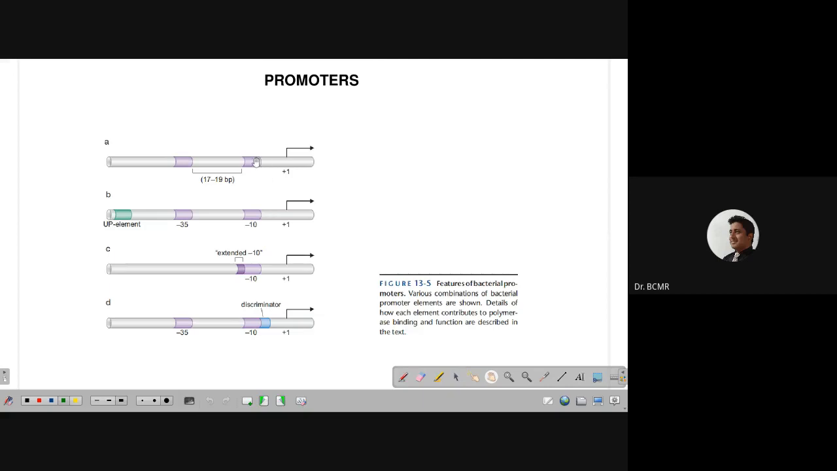Typically, we have a region called -10. That is, -10 means from here you count one base, it will be -1, -2, -3, -4, like that you keep coming, then you'll have -10. And there is another conserved sequence which is called the -35 sequence. And some of them do have a region that is called the up element. These are all DNA sequences.